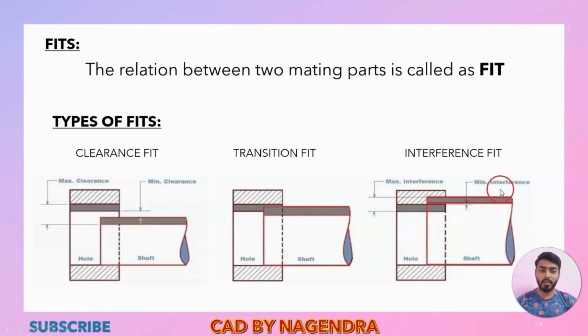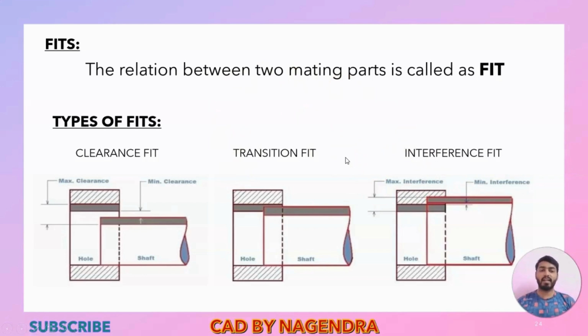Same here also, there will be a minimum interference and a maximum interference. Minimum interference is nothing but the difference between the upper limit of the hole and the lower limit of the shaft; we call it the minimum interference. Maximum interference is nothing but the lower limit of the hole to the upper limit of the shaft; we call it the maximum interference. So this is about the three types of fit.